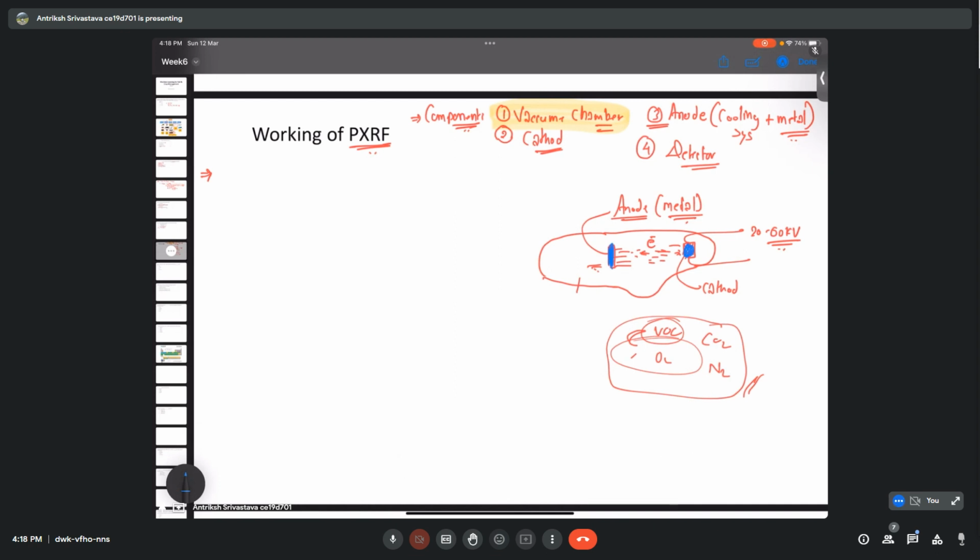Okay, so let me write whatever I said. The cathode is supplied with high voltage, and an electron beam is generated and directed towards the anode or metal.